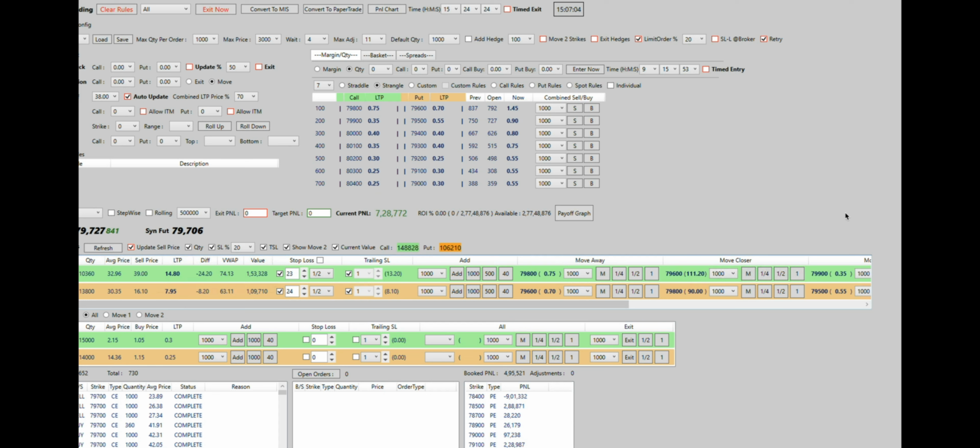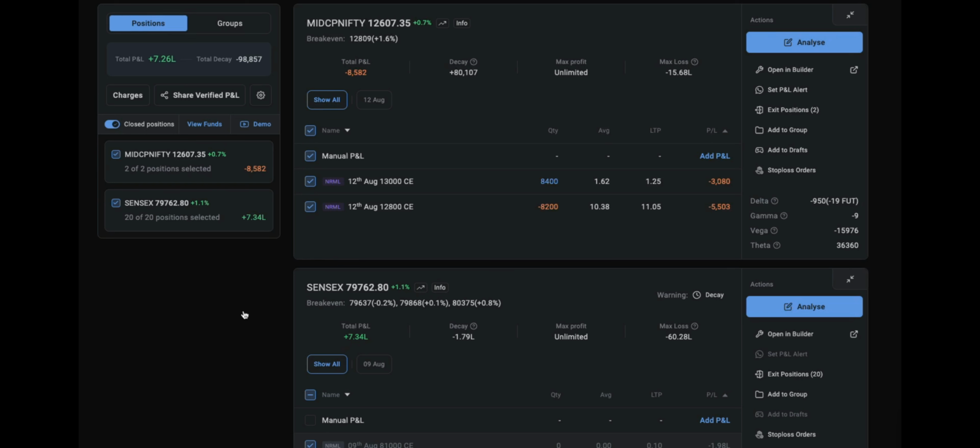Let me quickly take it to Sensibull. I need to stop to reshare. All right, so it is in Sensibull still. The time is about 3:10. Okay, I had some exits. 79700 CE got exited. Okay, Sensex is moving quite up.